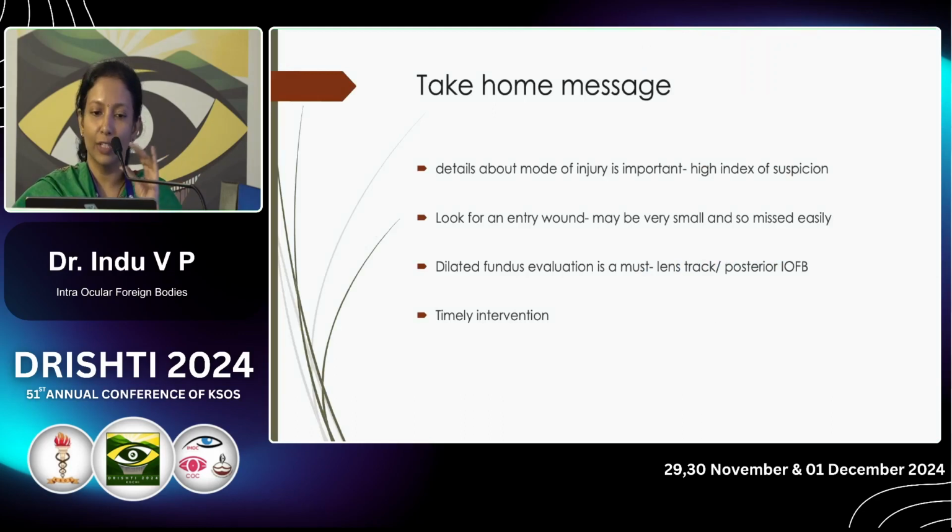So the take-home message is that the details about the mode of injury have to be elicited from the patient. You should have a high index of suspicion. Always look for an entry wound. It may be missed. It may be very small. Always do a dilated fundus examination. Only then can you see the lens track and a posterior IOFB. And timely intervention is extremely essential.